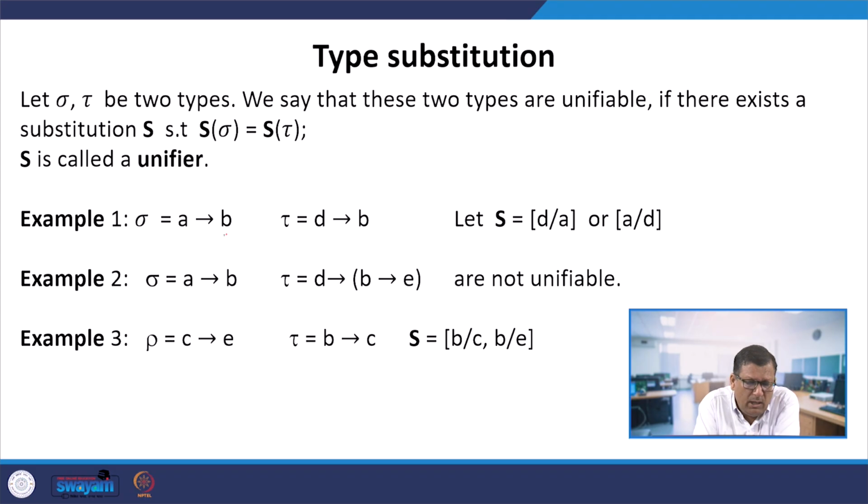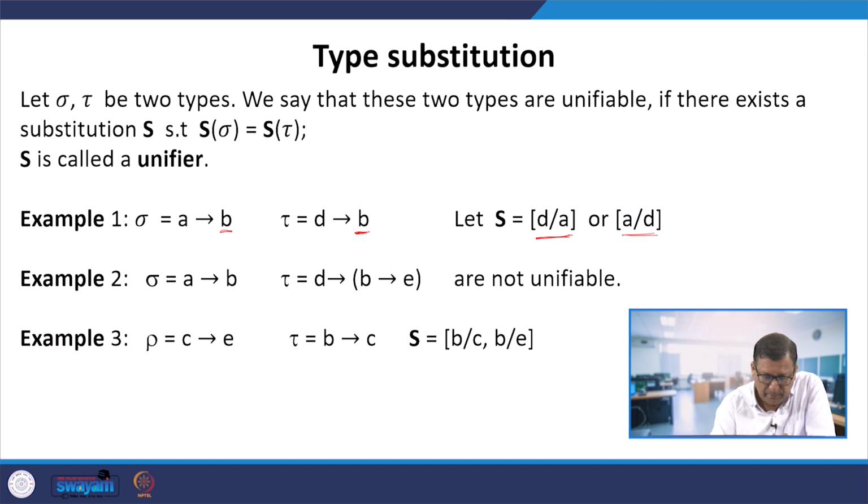So, that means already the B part is matched. So, either we make D to A or A to D. Both are type variables. So, A is replaced by D or D is replaced by A. So, they will look alike. So, the unifier S is A replaced by D or D replaced with A.